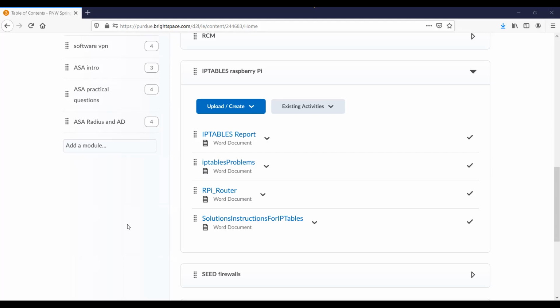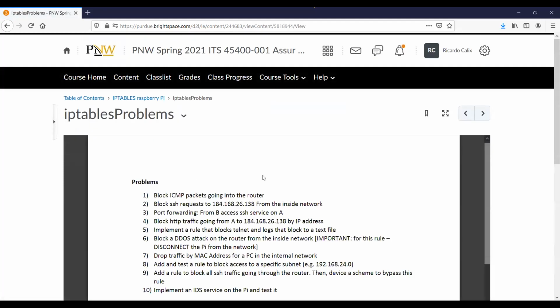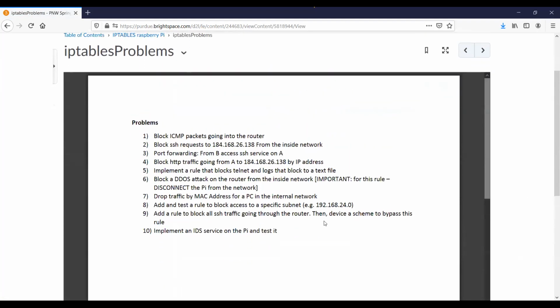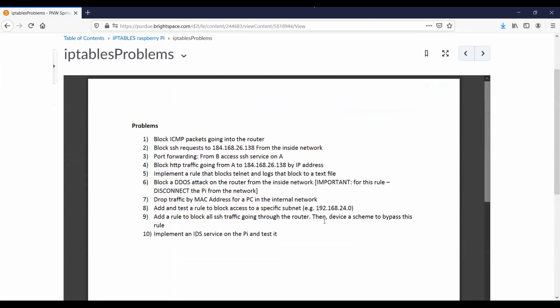You should always, in your notebook, write down your network and then think about what chain this is possibly going to be affecting. All right, so let's talk a little bit first about the problems. Here, as you can see, I've got 10 problems. So let's take a look at the type of problems that you might have.